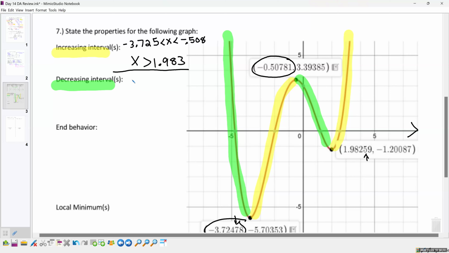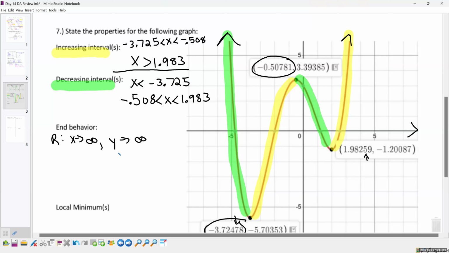Now, the first decreasing interval occurs when x is less than -3.725. And the second one is between -0.508 and 1.983. End behavior, both of these go up. So on the right, as x goes to infinity, y goes to infinity. You can use f of x. The R and L are optional, but I need them because I'm going right from the left. On the left, it also goes up.